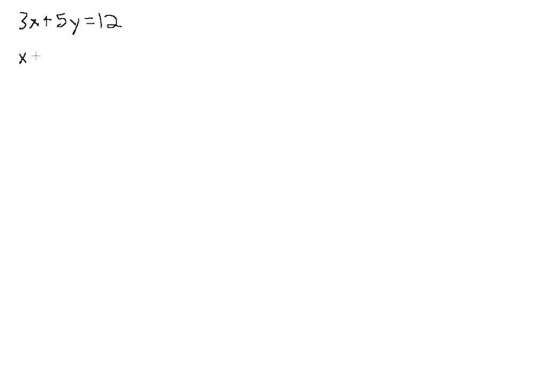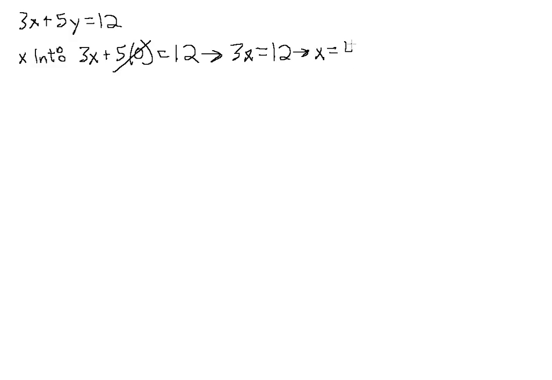Now we found that if we want to find our x-intercept, all we simply do is plug in 0 for y and solve for x. So let's do that. We have 3x plus 5 times 0, we're plugging in 0 for y, equals 12. 5 times 0 is 0. So we're left with 3x equals 12. We can divide both sides by 3 to get x by itself and 4 on the other side.